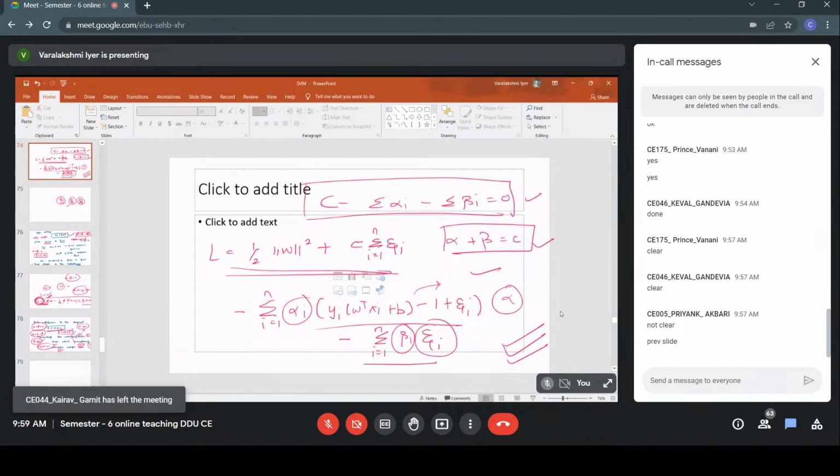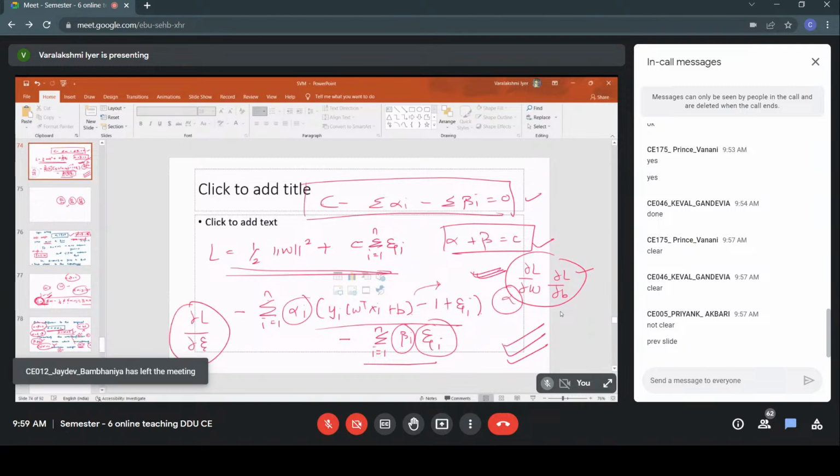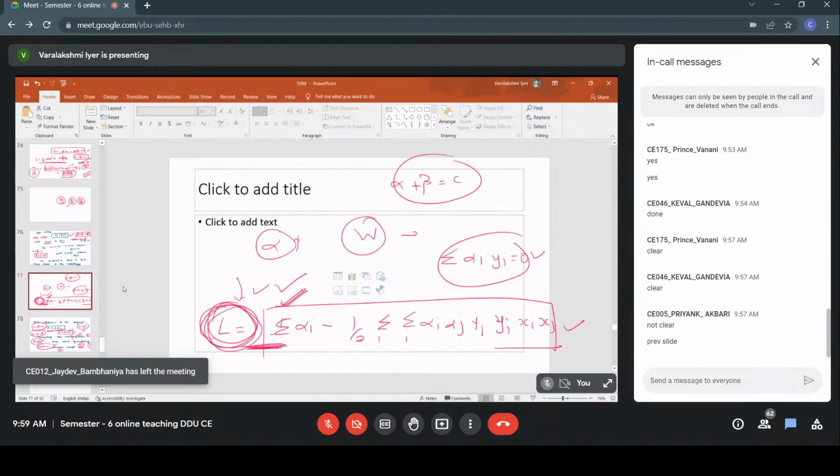So with this new L, if you perform del L by del W and del L by del B, then something similar to what we had obtained in the case of hard margin will be obtained here. Now, the new one is del L by del zeta. After performing del L by del zeta, you'll get an equation: alpha plus beta equals C. That is what you'll obtain. Alpha plus beta equals C.